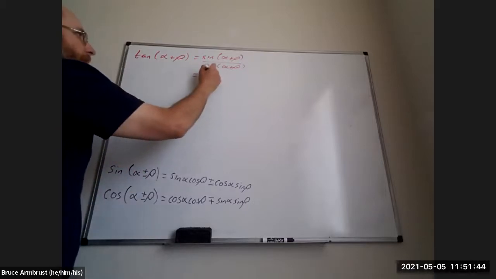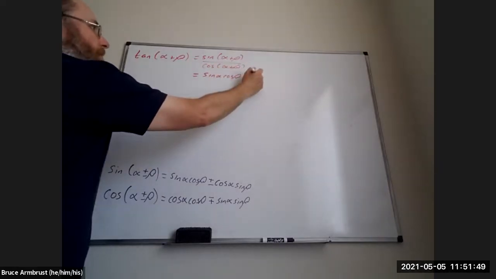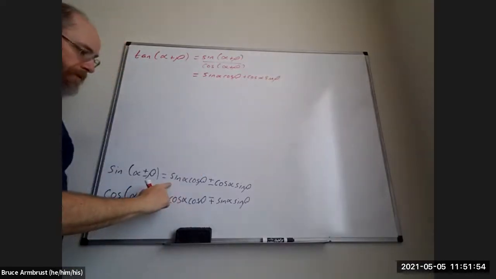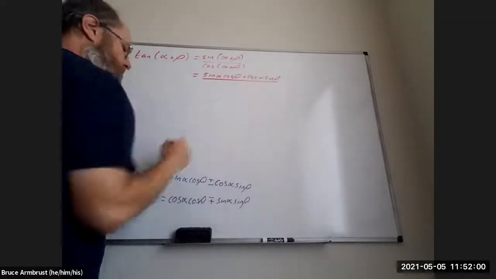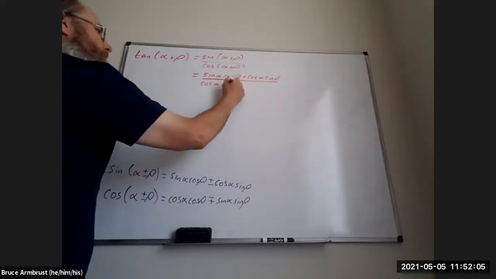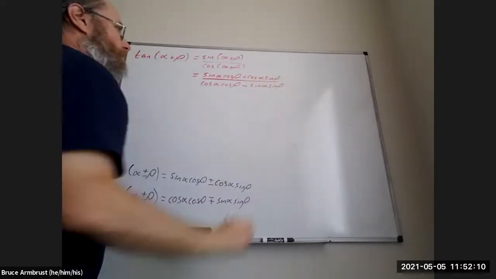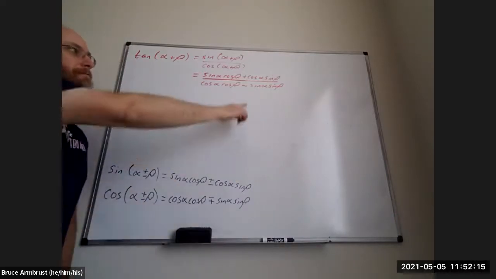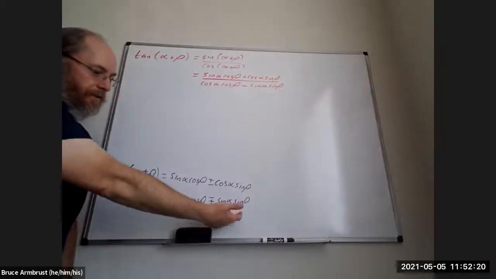So for the sine, we're going to get sine alpha cosine beta plus cosine alpha sine beta. Okay, so this is the first one, but with the plus, it matches the plus. On the bottom, we're going to get cosine alpha cosine beta minus sine alpha sine beta. It's a minus because that's the opposite sign. But again, it's cosine times cosine and sine times sine.